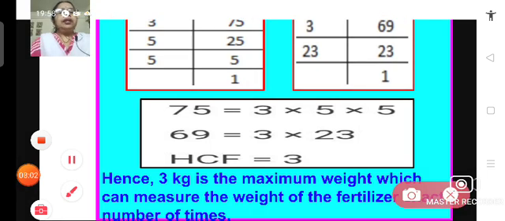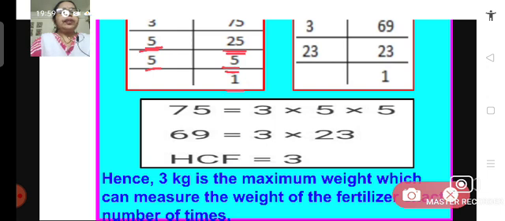So 75 cannot be divided by 2. So we move on to the next prime factor, that is 3. 3 divides 75 and we get 25. 25 can be divided by the next prime number, that is 5. 5 fives are 25 and 5 divides itself, we get 1. So the prime factorization of 75 is 3 into 5 into 5.